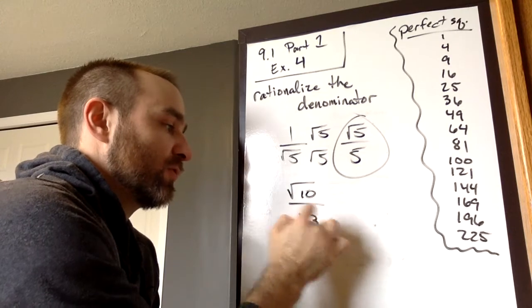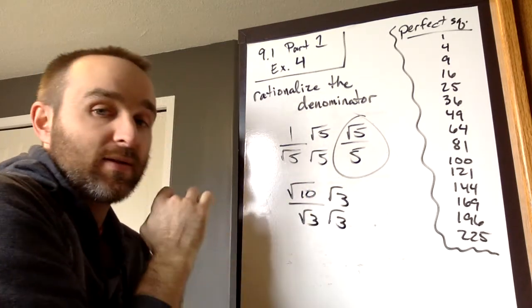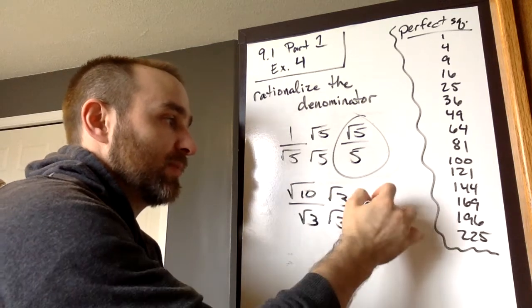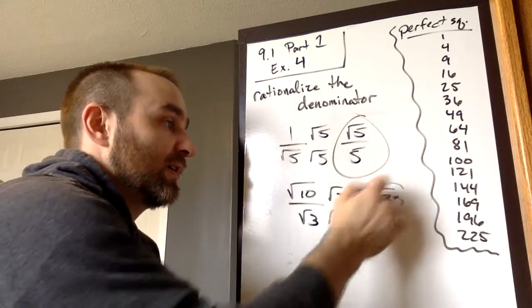Root 10 over root 3. Can't take the square root of root 3, so multiply top and bottom by it. That's going to give me a 3 on the bottom, square root of 30 on top. No perfect square factors for the square root of 30, and we've got it.